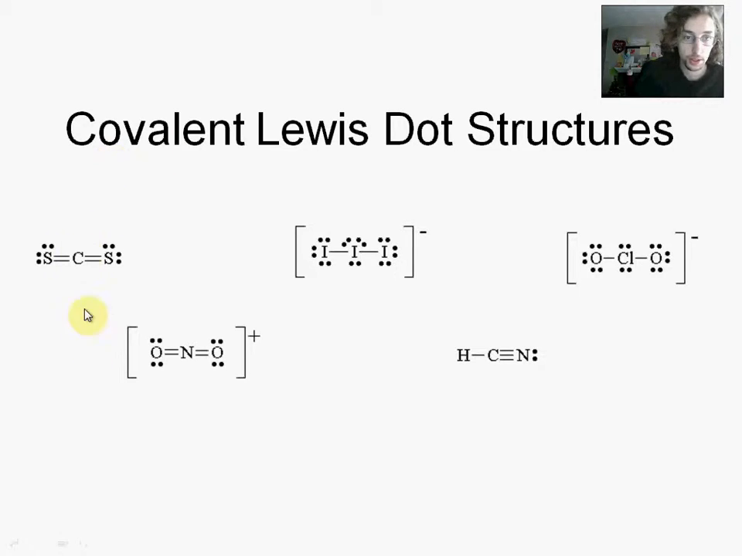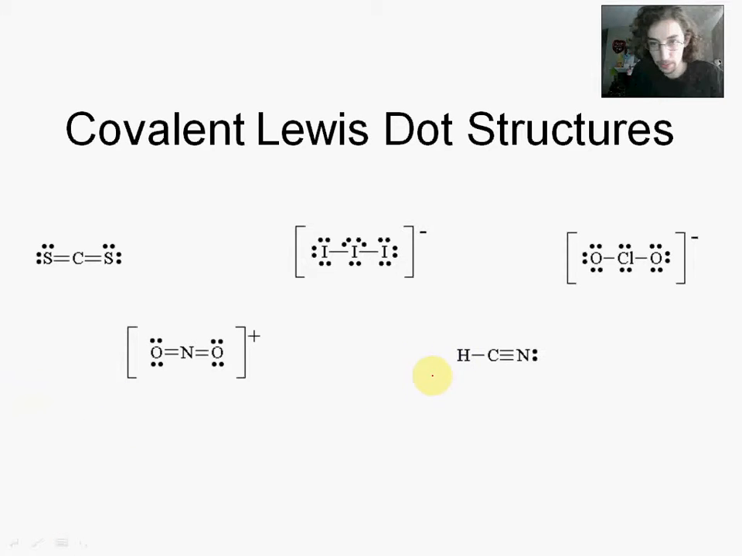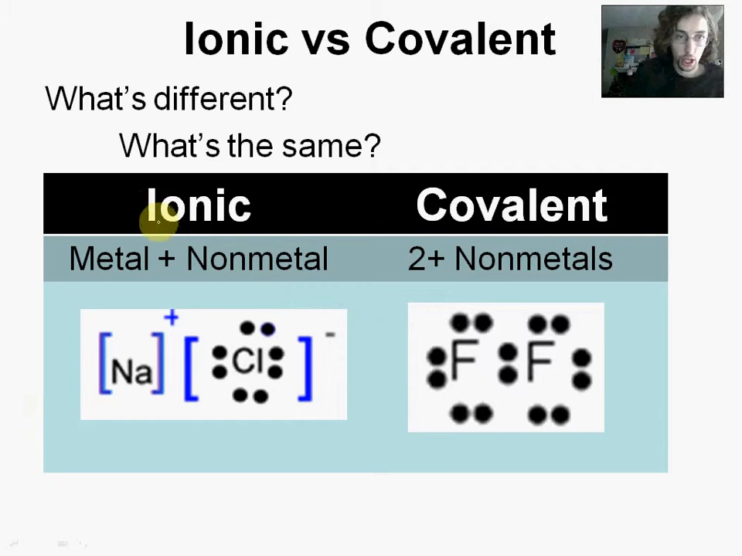Today we are going to learn about covalent dot structures, and you can see some examples below here. They're a little bit different than ionic dot structures, so let's compare. What we've learned to do before is ionic dot structures. That's where you have a metal and a non-metal element bonding together. So for example, we could have sodium and chlorine.